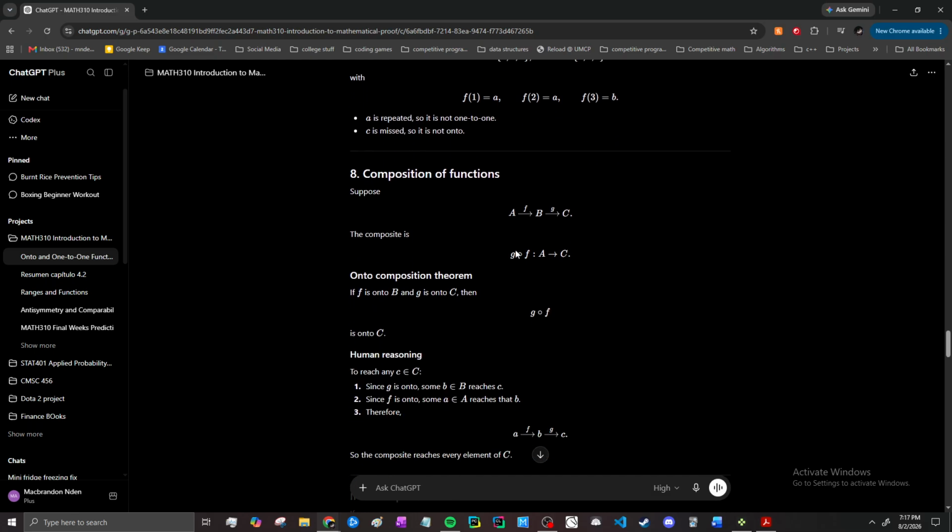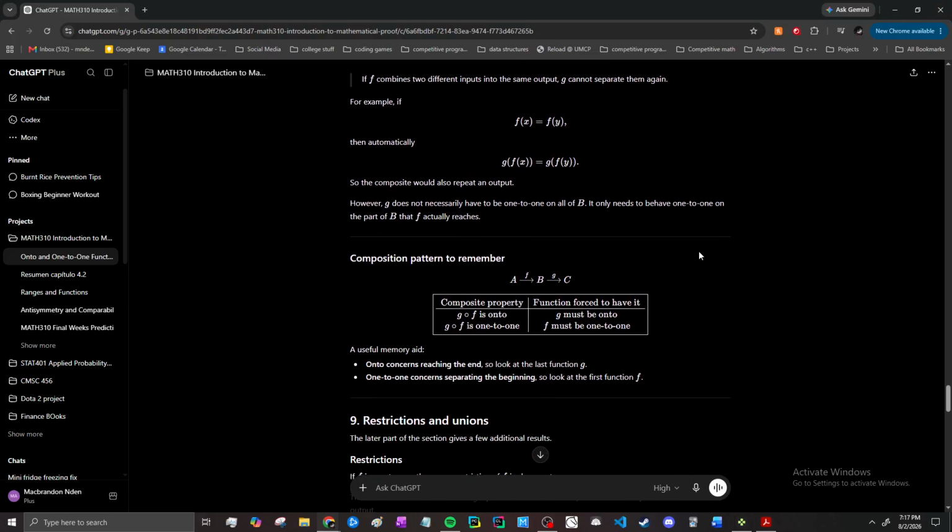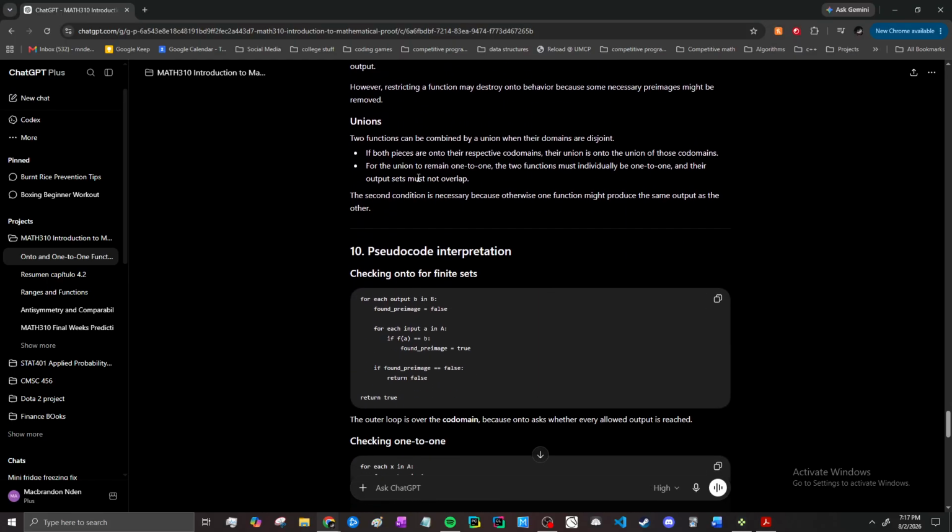Composition of functions. The composite g of f maps A to C. Composition theorems: if f is onto B and g is onto C, then g of f is onto C. Human reasoning to reach this. Okay, what's the next one? Restrictions and unions. Pseudocode.